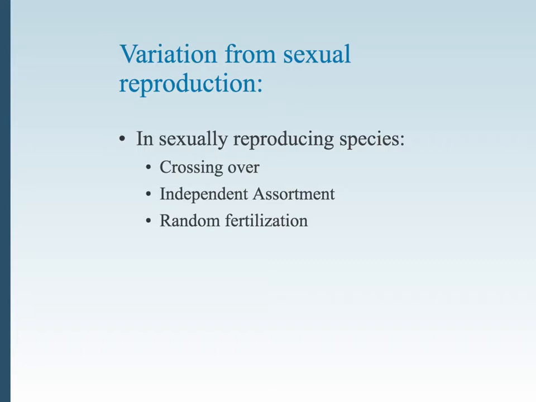We talked back in Unit 2, in our cell unit, about variation from sexual reproduction. And so in sexually reproducing species, sexual reproduction allows for variation, coming from three places: crossing over, independent assortment, and random fertilization. Crossing over, that's what's happening in prophase 1 of meiosis, and that's where we have exchange of homologous portions of non-sister chromatids of homologous chromosomes.